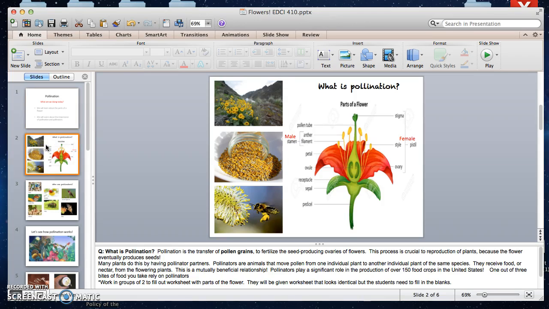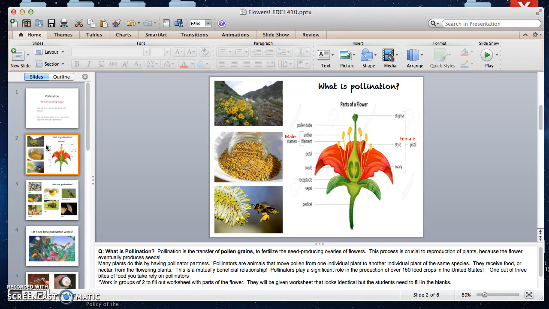Okay, so my next slide, I want to start with a question to the students. I would ask them, what is pollination? And just call on people with their hands up. And then I would explain that pollination is the transfer of pollen grains to fertilize the seed-producing ovaries of flowers. This process is crucial to reproduction of plants because the flower eventually produces seeds. And many plants do this by having pollinator partners.